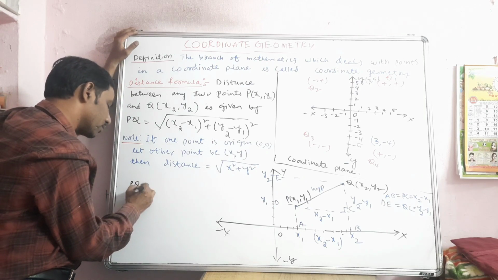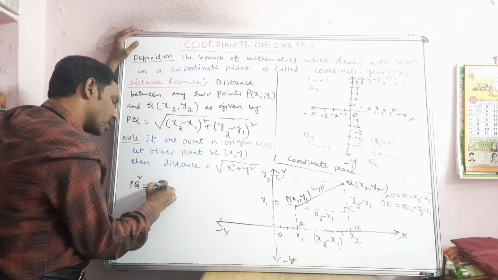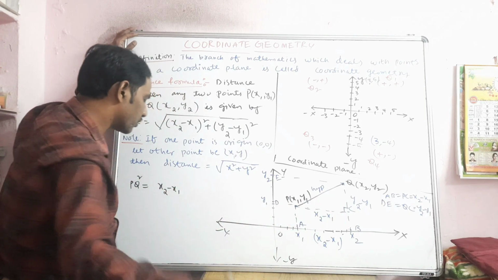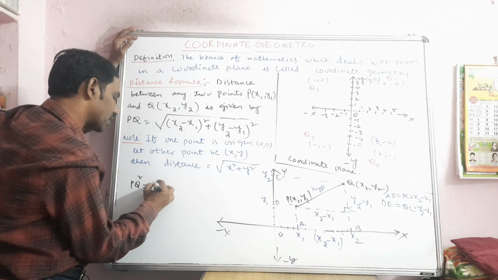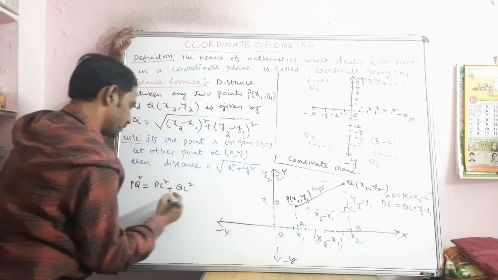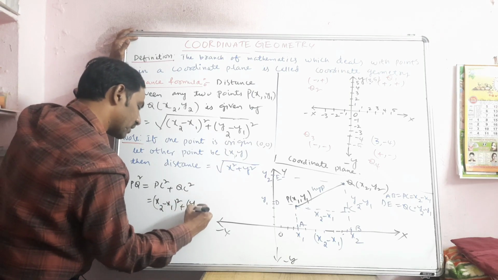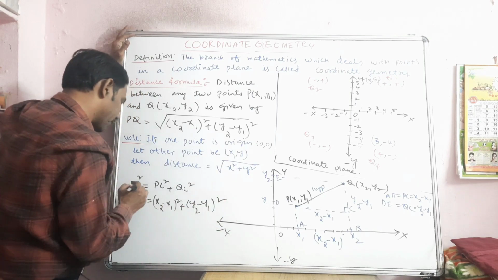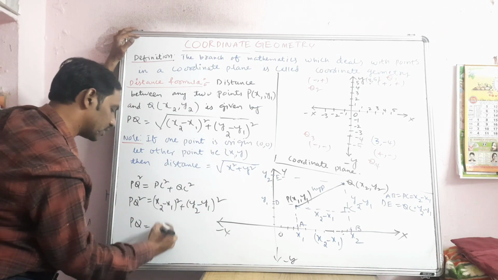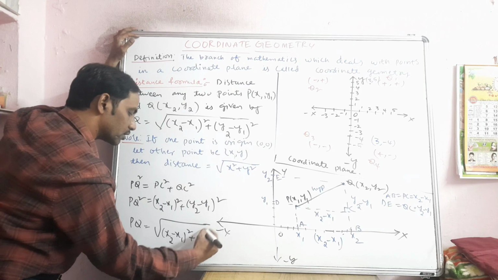PQ square, the hypotenuse square, is equal to the adjacent side whole square plus the opposite side square. You can write it like this: PQ square is nothing but PC square plus QC square. What is PC actually? PC is x2 minus x1, whole square, and QC is y2 minus y1, whole square, right? If this square goes to the other side, it will become a root. That's it. In this way we can say that the distance formula is nothing but the Pythagoras theorem.